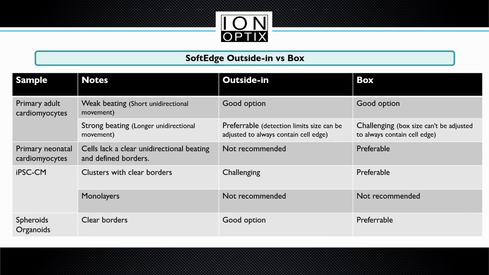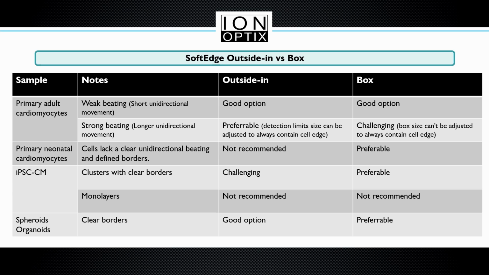In our recommendations for selecting between the two edge detection methods, we have outlined specific guidelines based on the samples under consideration. If the sample is a primary adult cardiomyocyte with weak beating or short unidirectional movement, both the outside-in and box edge detection options are suitable choices. If the primary adult cardiomyocyte has strong beating or longer unidirectional movement, the outside-in option is preferable, as it allows for adjustments in detection limits to consistently contain cell edges.